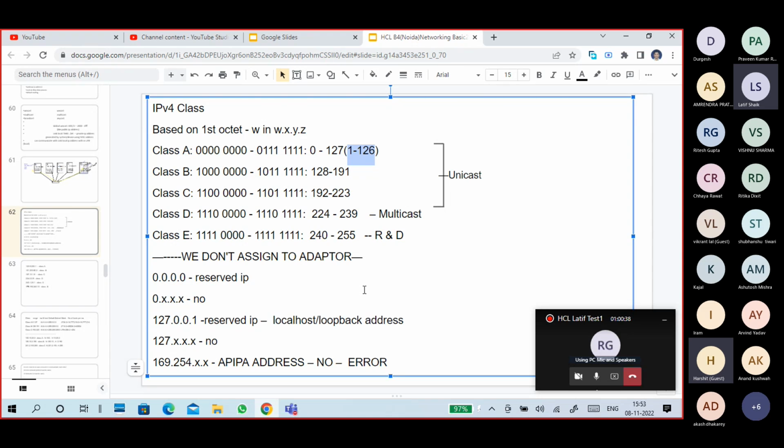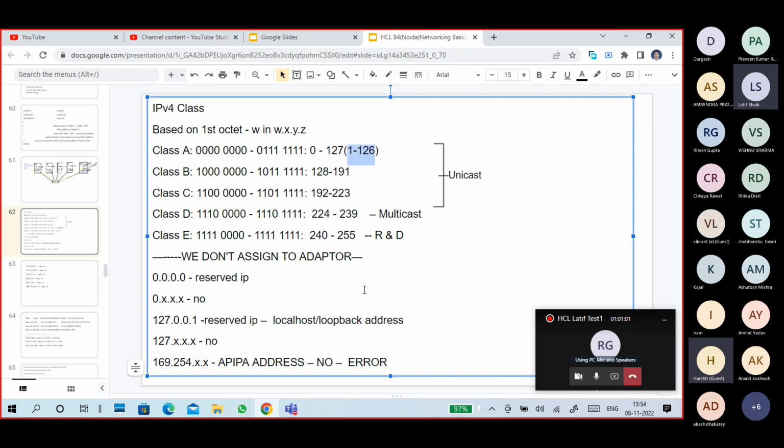If you see any IP address starting with 224 or 225 or 226 up to 239, it is a multicast address. Of course, these multicast addresses we also cannot assign to any single device.